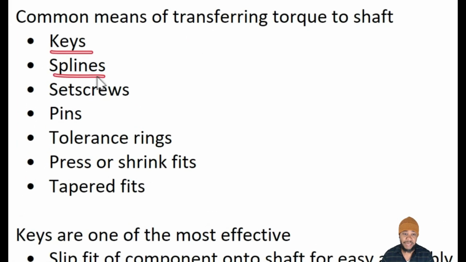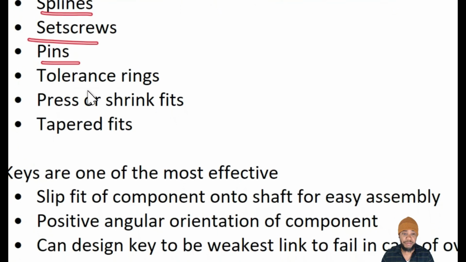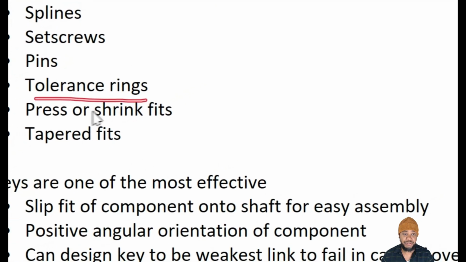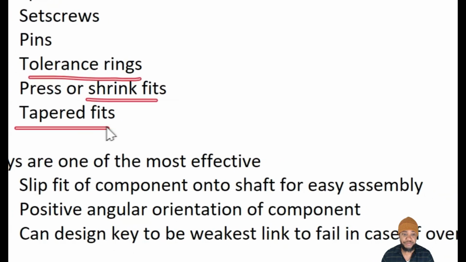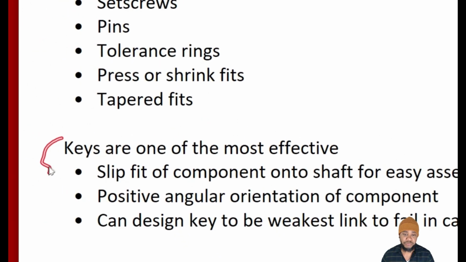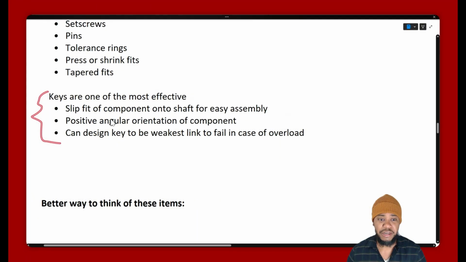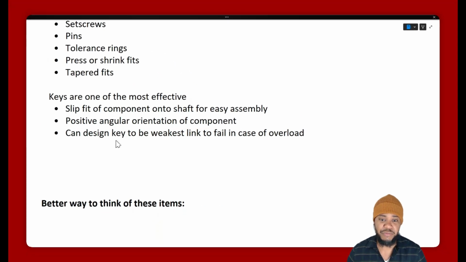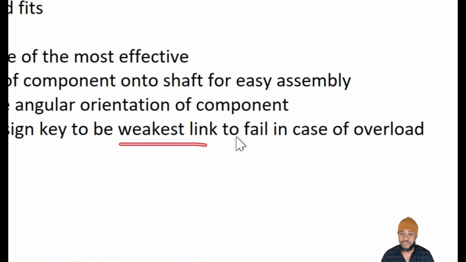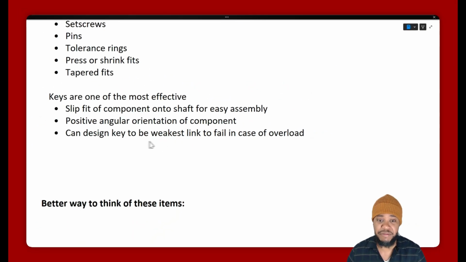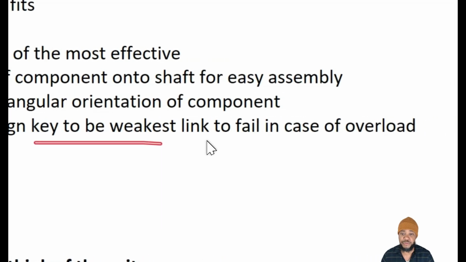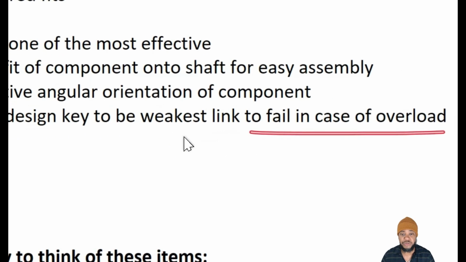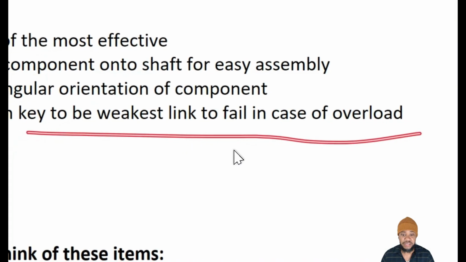Keys and splines, set screws and pins are very common, but we also have things like tolerance rings and shrink fits and tapered fits. Keys are one of the most effective. They're a slip fit of the component onto shafts for easy assembly. They have a positive angular orientation of the component, and we can design keys to be the weakest link. The key can be the weakest link to failure in case of overload because of their dimension and size.